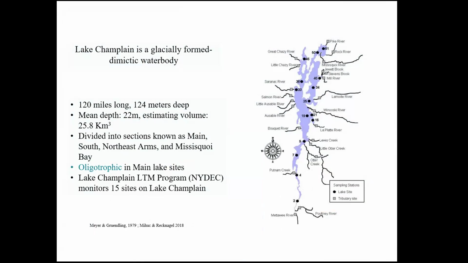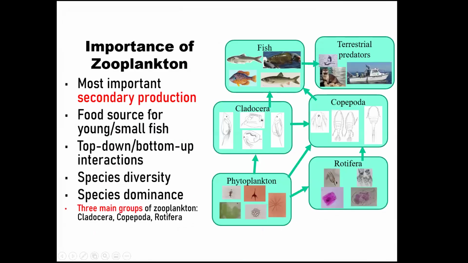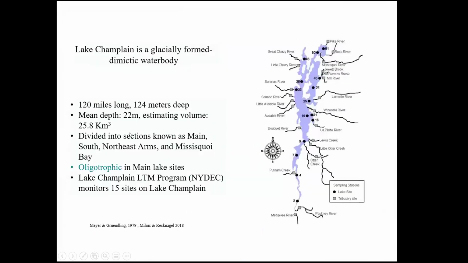So we all know Lake Champlain pretty well. This is a good map of it. This is the long-term monitoring map, which shows the sites for all the river sampling and all the lake sampling, which are those numbers and dots, for where the monitoring essentially is happening for LTM.